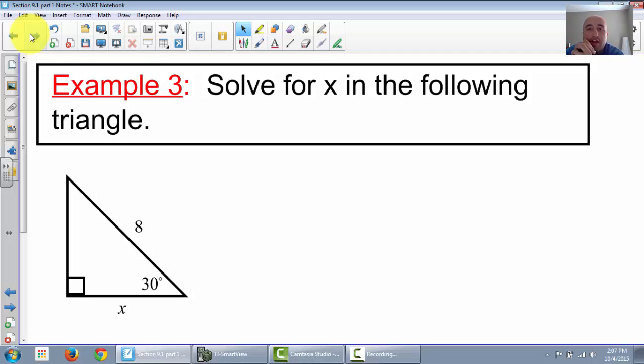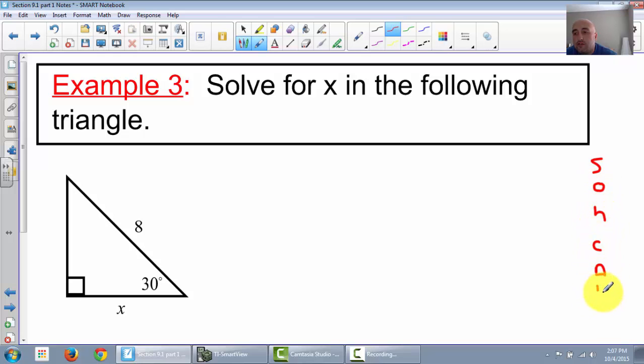Now it says solve for x in the following triangle. All right, so we're trying to figure out what this side length is. Okay, we can't do Pythagorean theorem because we don't know 2 of the 3 sides. So we're going to set up a trig function. I'm going to remember my chief SOHCAHTOA over here. So SOH, CAH, TOA, and we're going to see which one we can use.